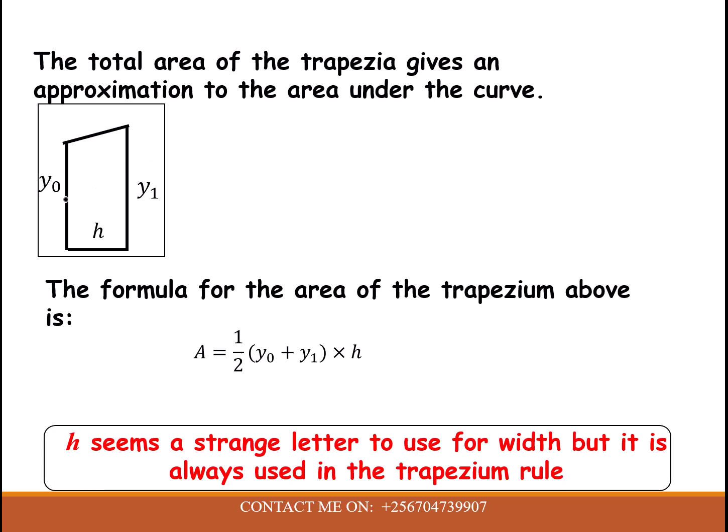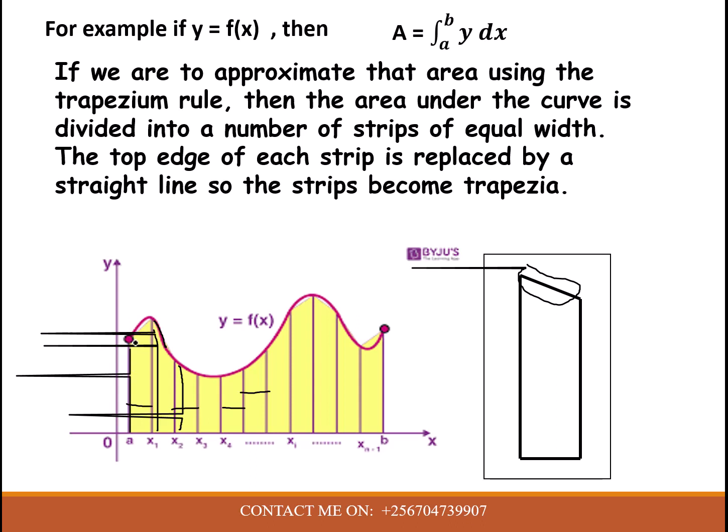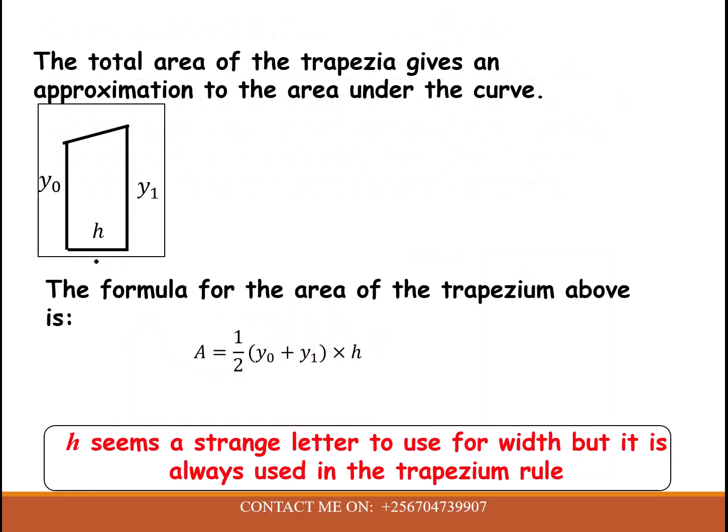y naught is the first value for the y. This first vertical line is represented by y naught. The second one is y1. The third one, y2. So these vertical lines are y values, and the width will be represented by h, as you can see. The formula for finding the area of a trapezium is going to be this.